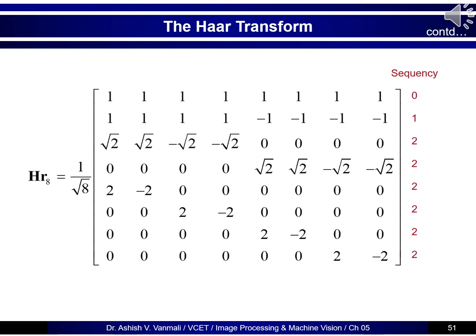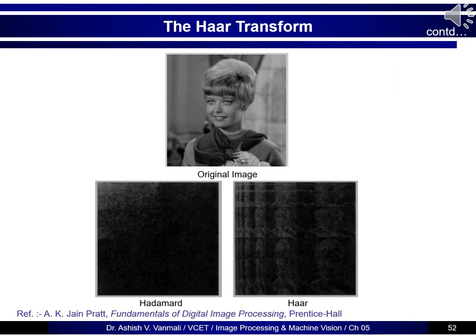That is why when we decompose the image using the Haar transform, we get something like a multiresolution representation. Now to understand this multiresolution decomposition, let's see this example. So this is the original image shown over here.